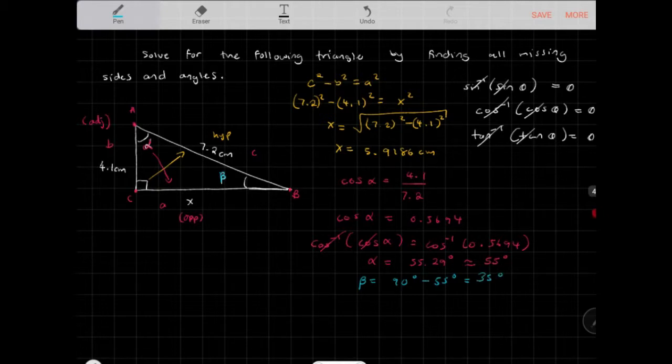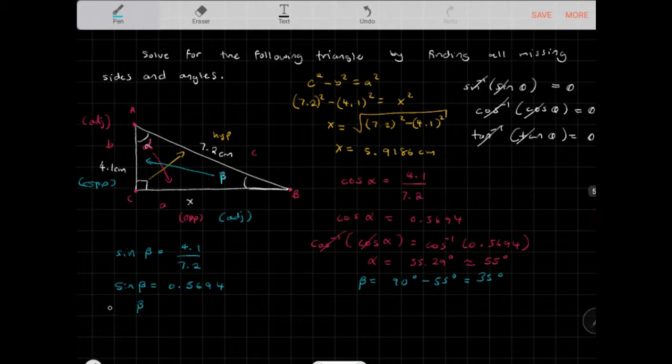Now let's say that we want to solve it a different way. Using beta here as my reference angle, this becomes the opposite side, this becomes the adjacent side, and the hypotenuse still remains at 7.2. So we can understand the sine of beta, using our previous values, will give us 4.1 over 7.2. We found the ratio of this, so sine of beta is equal to 0.5694.